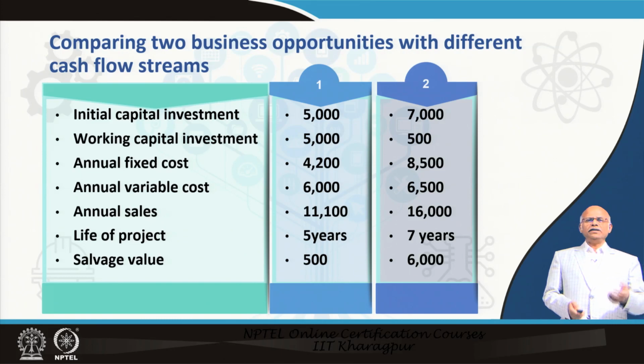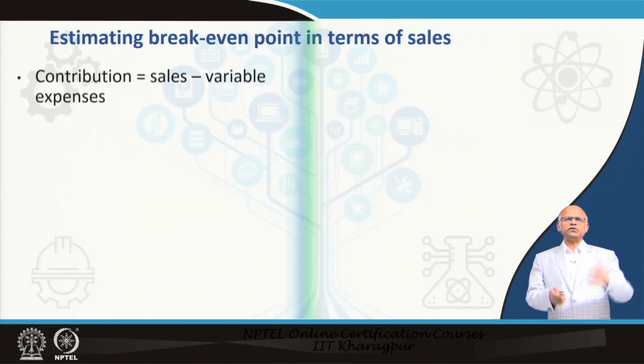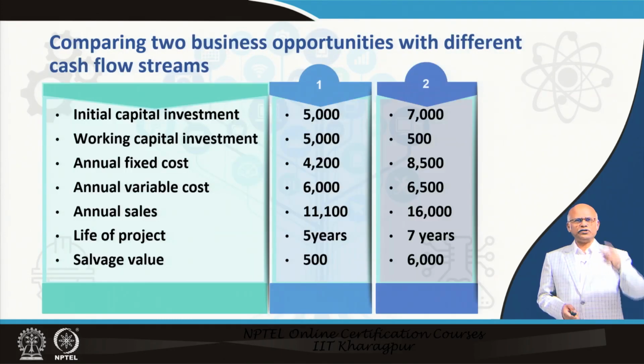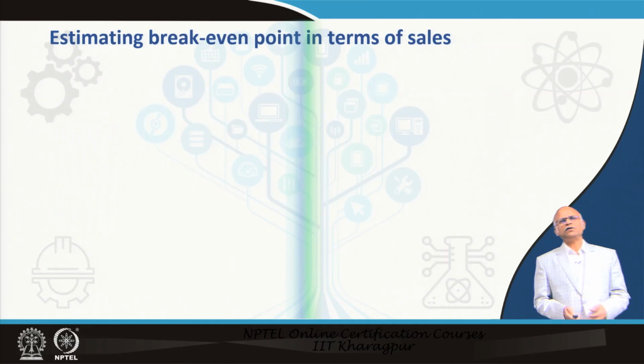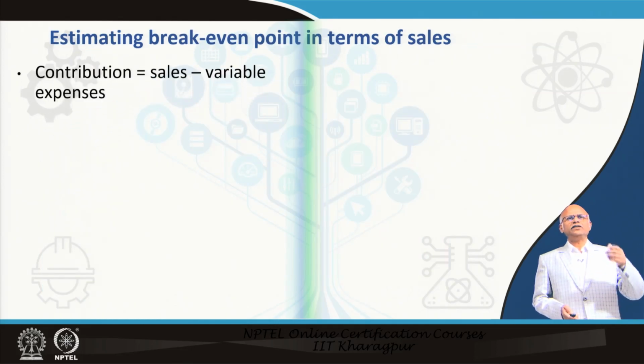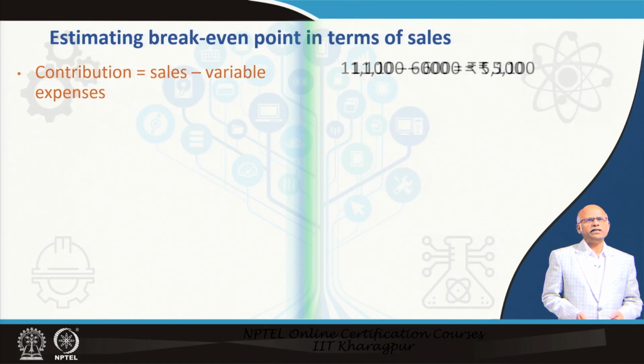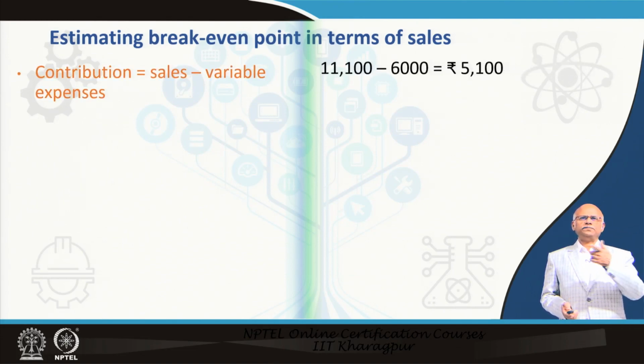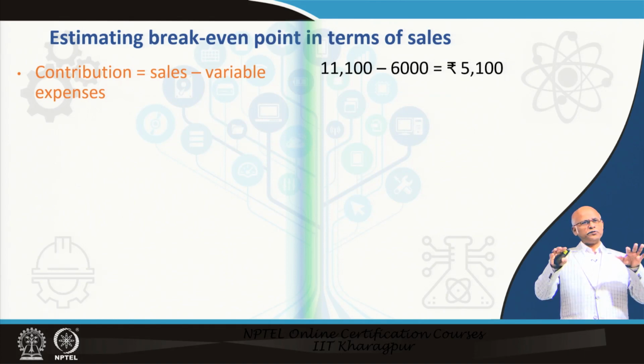Now, just to elaborate that point, suppose you take this first business proposition number 1, where 11,100 is the sales. So, your contribution is sales minus variable expenses. It is not contribution margin, it is contribution.